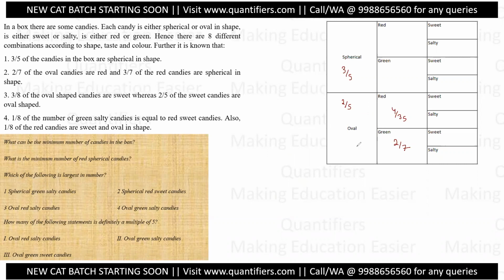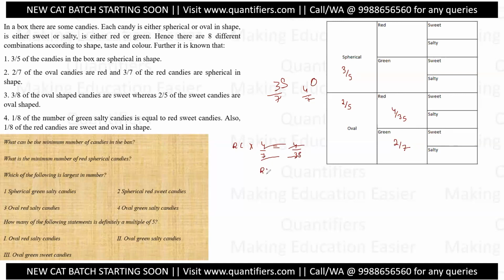3 by 7 of red candies are spherical in shape. So whatever the total number of red candies are, of that 3 by 7 is spherical in shape. So if 3 by 7 is spherical in shape, can I say 4 by 7 must be oval in shape? If spherical are 3 by 7, the total fraction is 1 anyway. If spherical are 3 by 7, oval must be 4 by 7, and that is equivalent to what? That is equal to 4 by 35. Right? Of red candies, oval is 4 by 7, that is equal to 4 by 35.